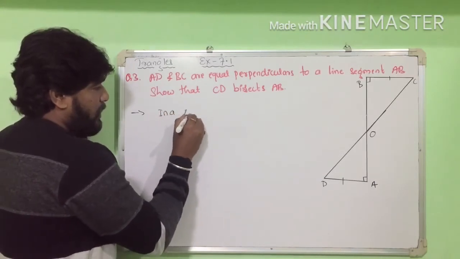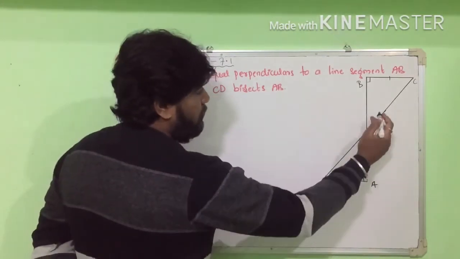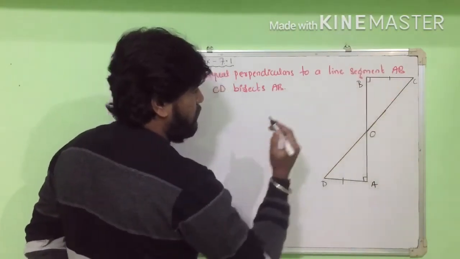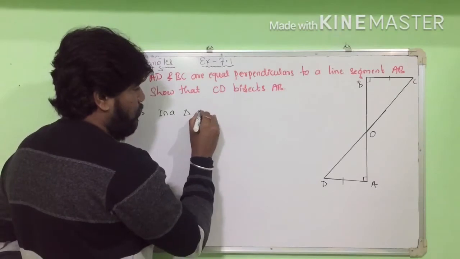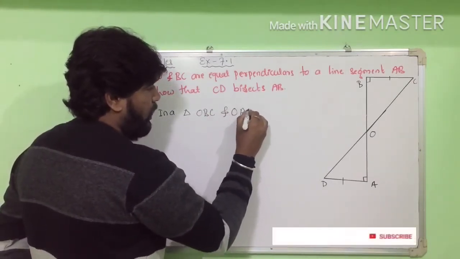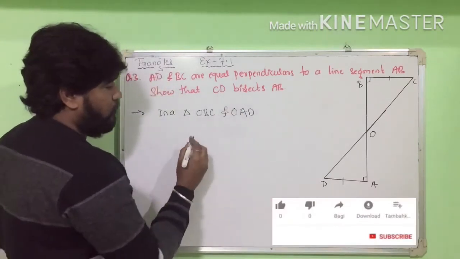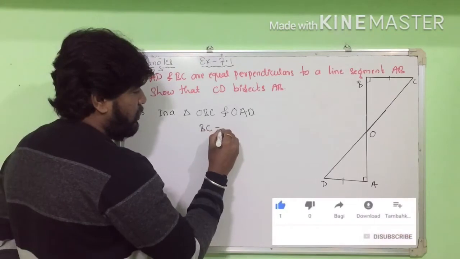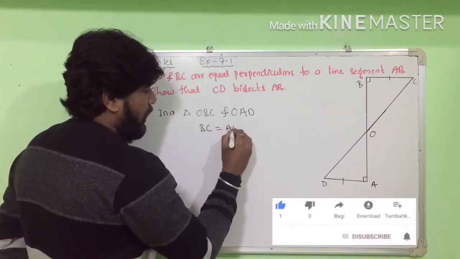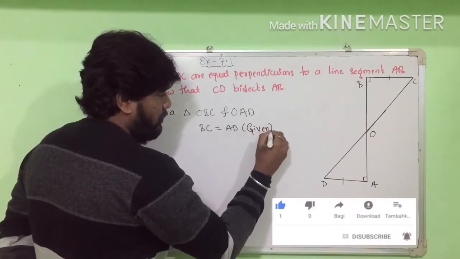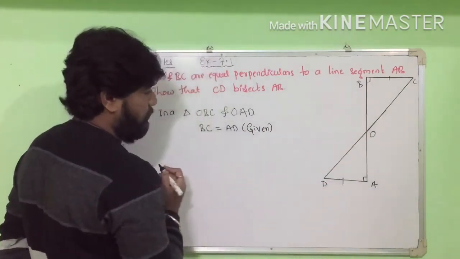Here are two triangles, OBC and another triangle OAD. In these two triangles, BC is equal to AD, given. These two are equal, they are only given, right?